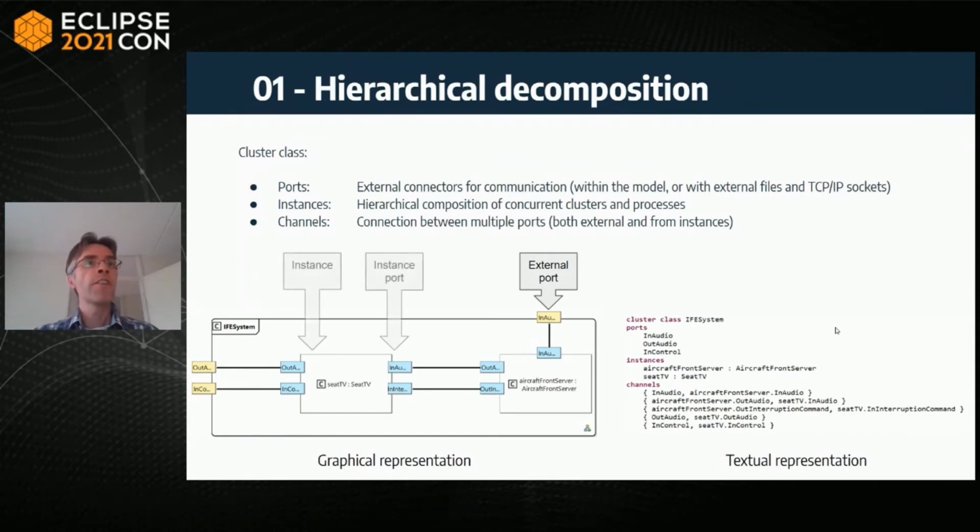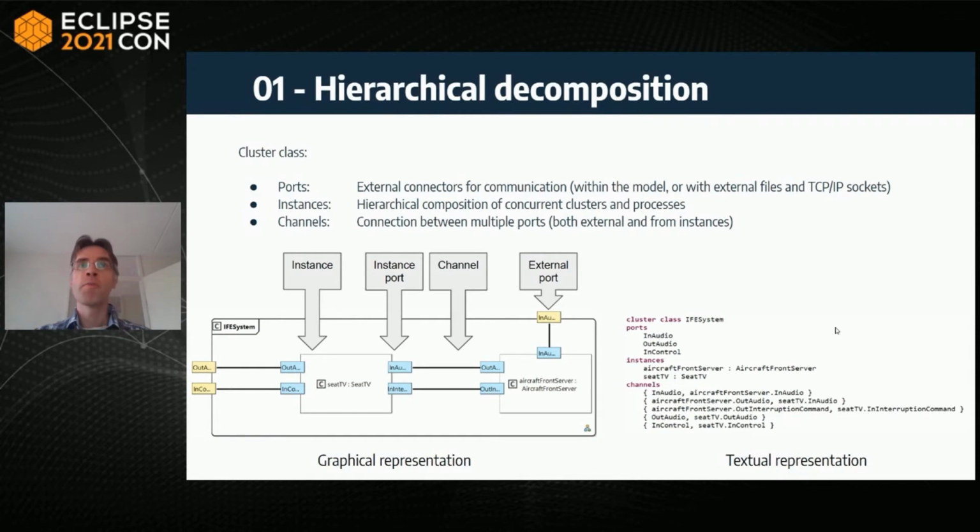If you look inside the cluster, then you will see there are so-called instances, like in this case, a CTV. And each instance, again, has some ports. These are the blue blocks. And these are the internal connectors. And finally, we draw channels between pairs of ports, or even more ports, to indicate that they can communicate messages with each other. So that's kind of the basic mechanism that we have for decompositions.